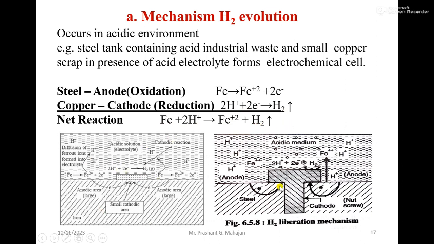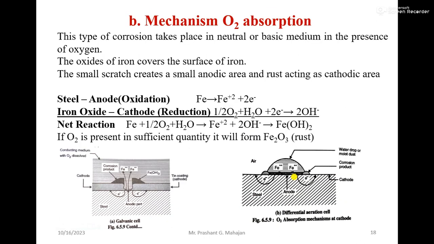In the second case, you can see the nut or the screw is fitted at the bottom. So the steel tank is there, and the nut or screw is of a different metal. That is also an example of the hydrogen evolution mechanism. And the second mechanism is the oxygen absorption mechanism. Generally this mechanism takes place in neutral or basic medium in the presence of oxygen.